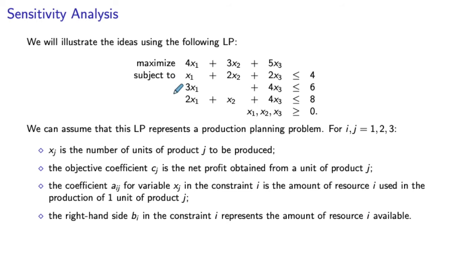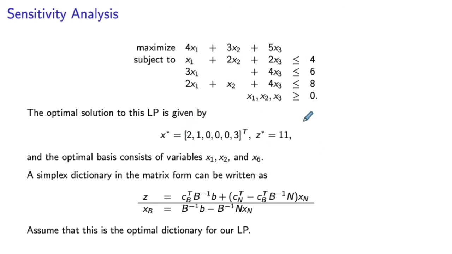We use this production planning example as our workhorse for sensitivity analysis, and we try to interpret every change that we make using this particular application. So we were given the optimal solution to this problem, and from here we can easily figure out that the basic variables were x1, x2, and x6, and x3, x4, x5 were non-basic variables.